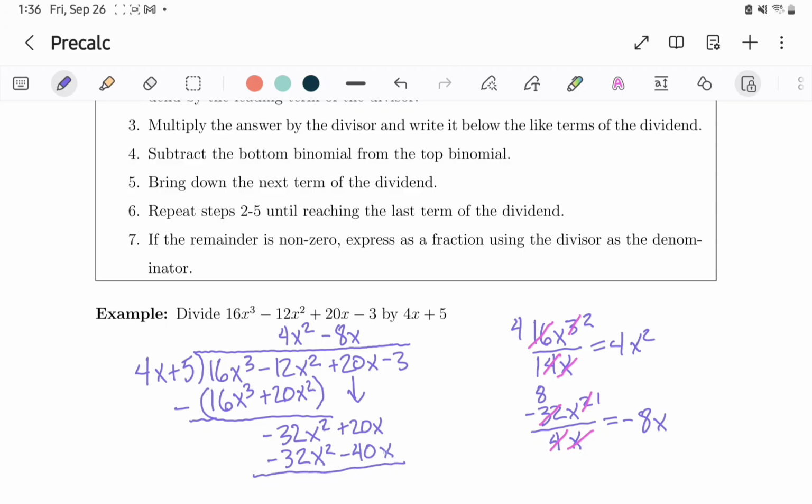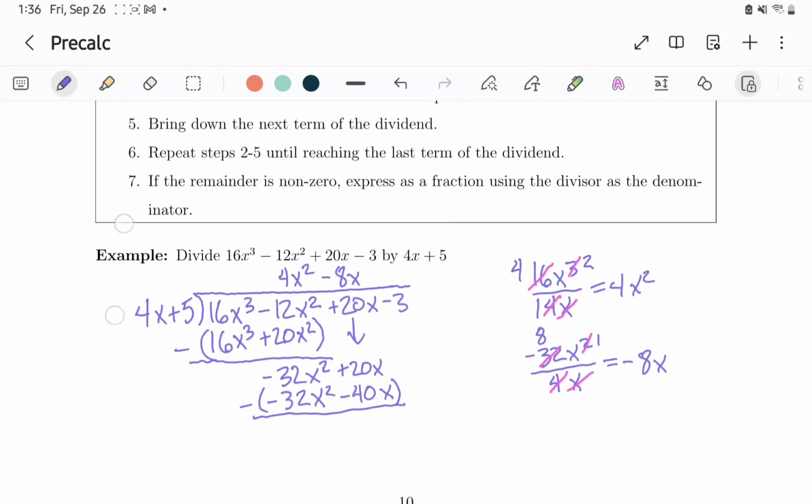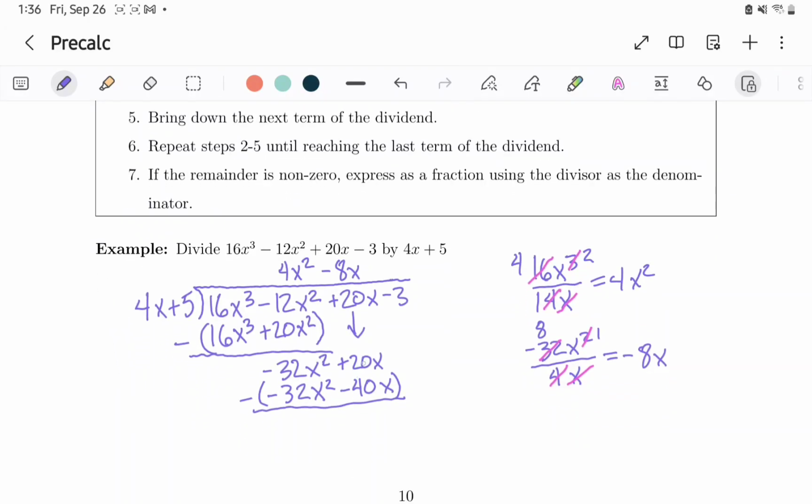Okay, and then we're subtracting these guys. So we have minus 32x squared minus minus, so plus 32x squared. Those guys are going to cancel each other out. And then we have 20x minus a minus 40x. So we're going to have minus minus is a plus. So we have 20x plus 40x, which is 60x. And then we want to bring down the minus 3.